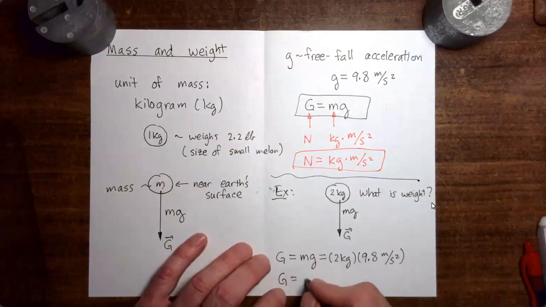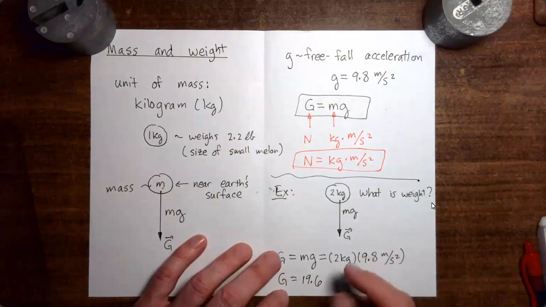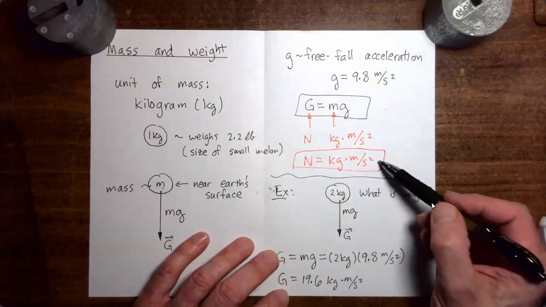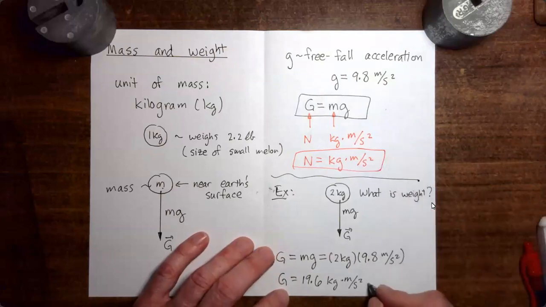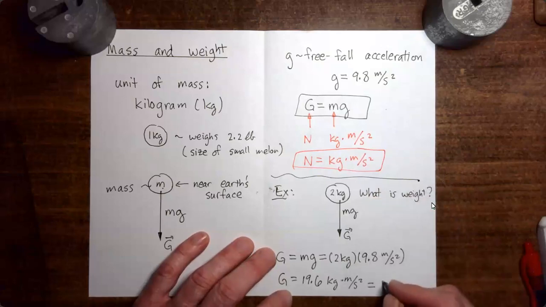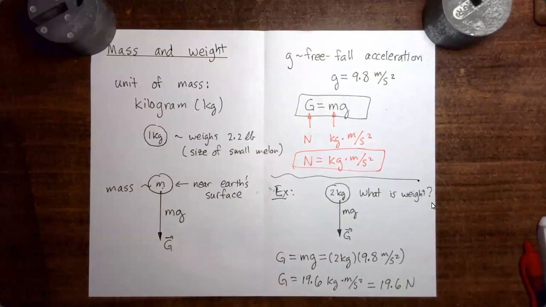2 times 9.8 is 19.6. And then we have, well, let's write it out, kilograms times meters per second squared. And what's a kilogram times meter per second squared? I just showed you that that's the same as a Newton. So the magnitude of the gravitational force on this object would be 19.6 newtons. Okay, in the next video, we will use this idea to do a much more substantial example.